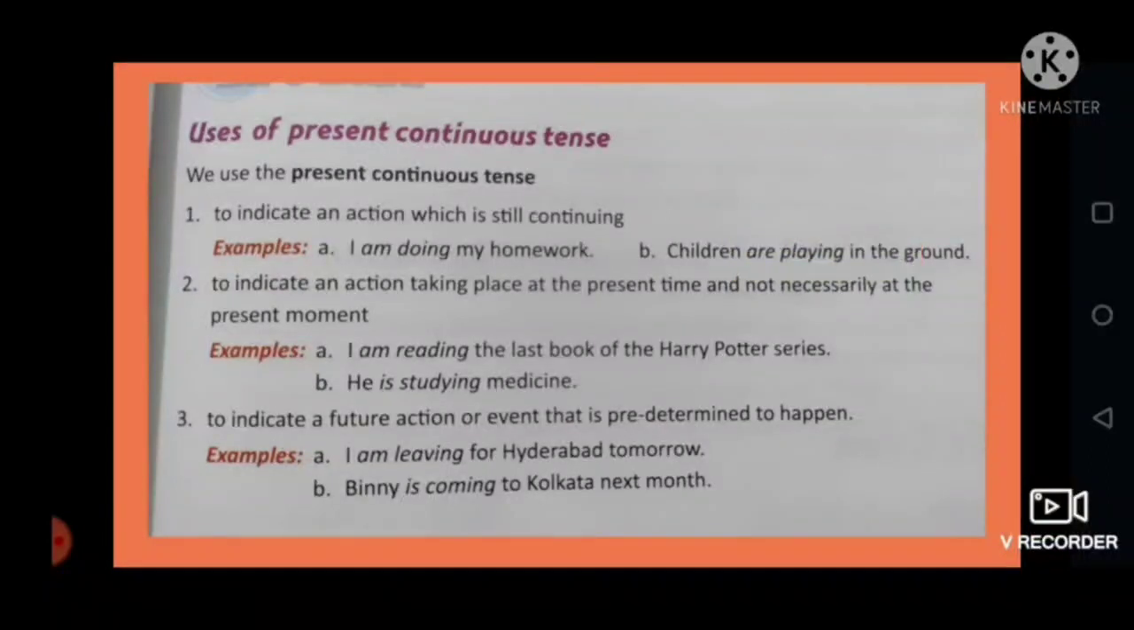Next, to indicate an action that is taking place at the present time and not necessarily at the present moment, like what is going on in your life. Example, I am reading the last book of the Harry Potter series and he is studying medicine. At the present moment, they are not doing that particular work, but the work is going on in their lives.